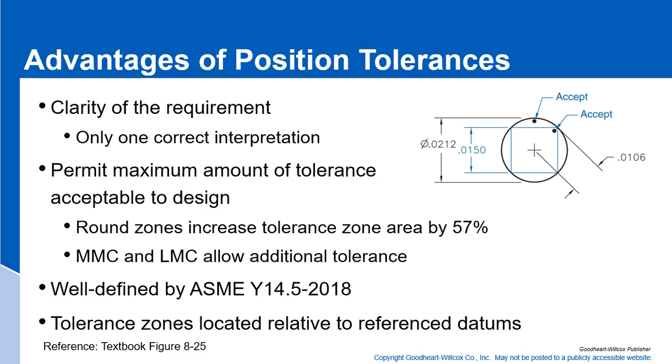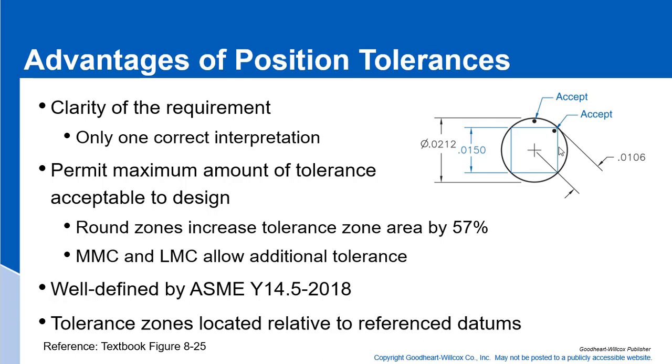Okay, so the biggest thing about positional tolerance is clarity of the requirement. There's only one correct interpretation, and you permit the maximum amount of tolerance acceptable by design. If you used coordinates, like plus or minus 5.5 thousandths tolerances for a hole location, you would end up with a hole location tolerance zone that was squared off like this. Now if you use a positional tolerance, you end up with a circular tolerance zone like this.